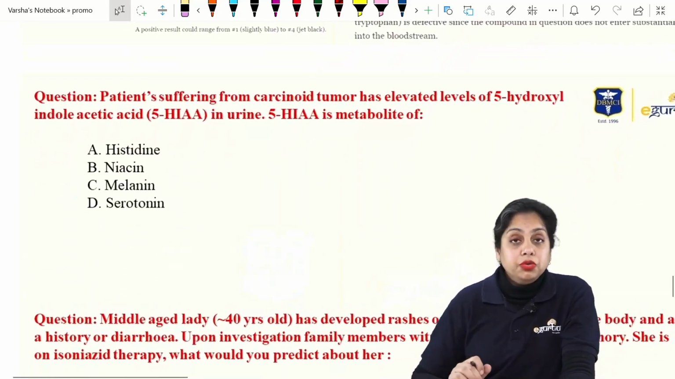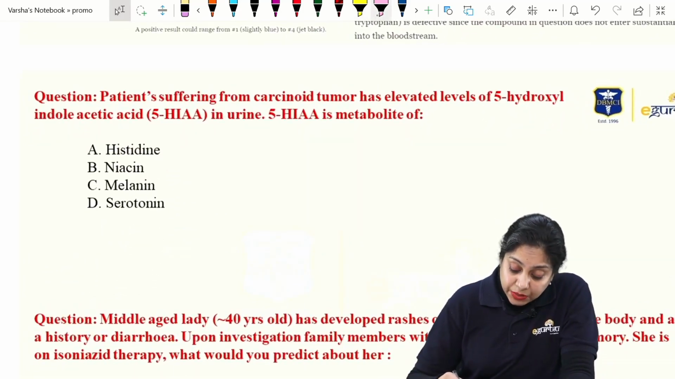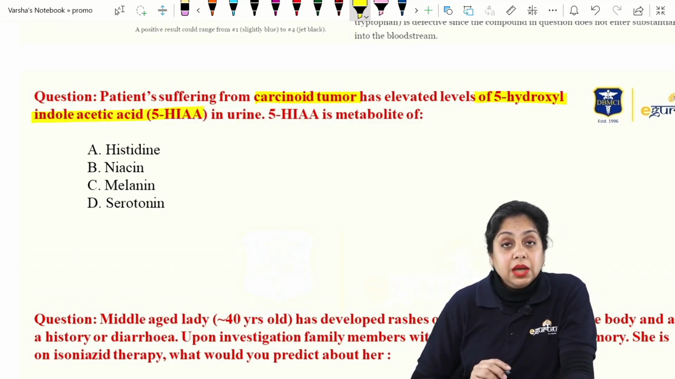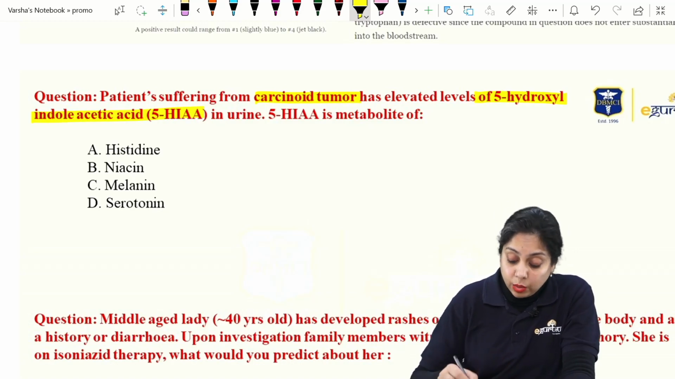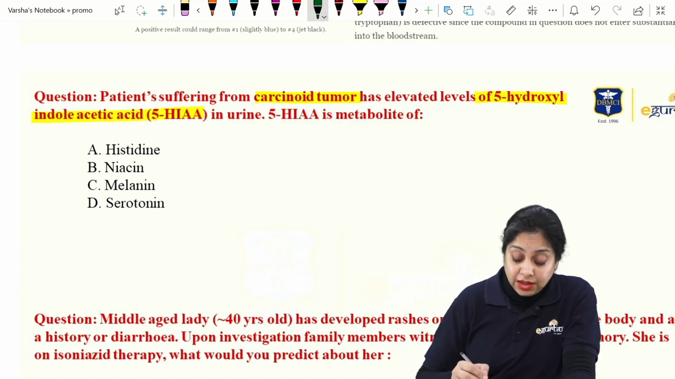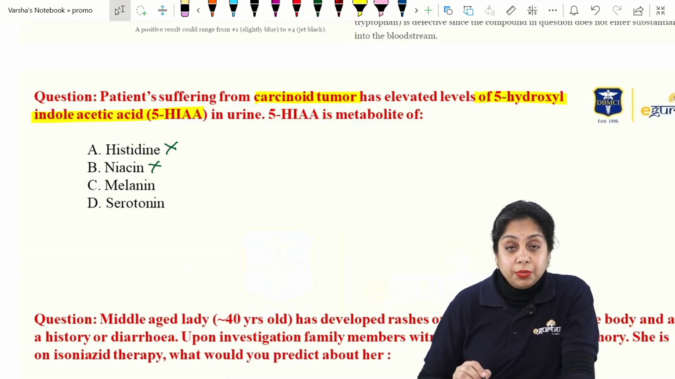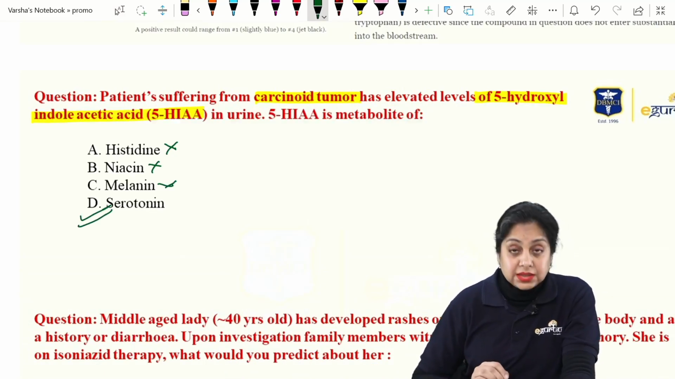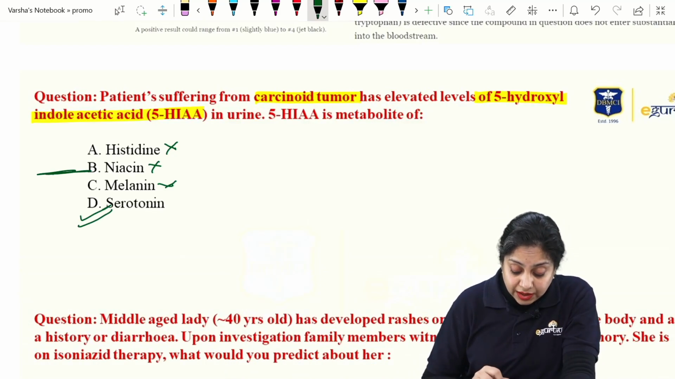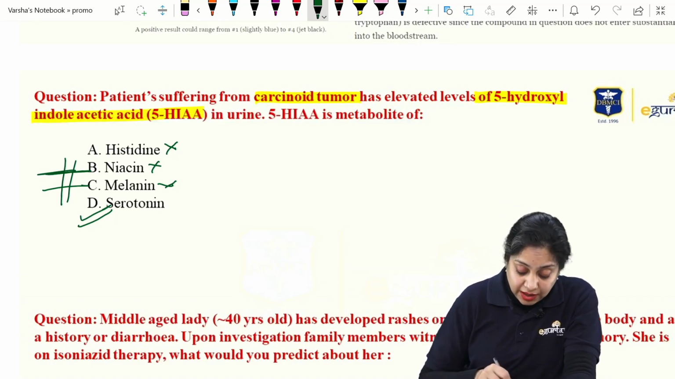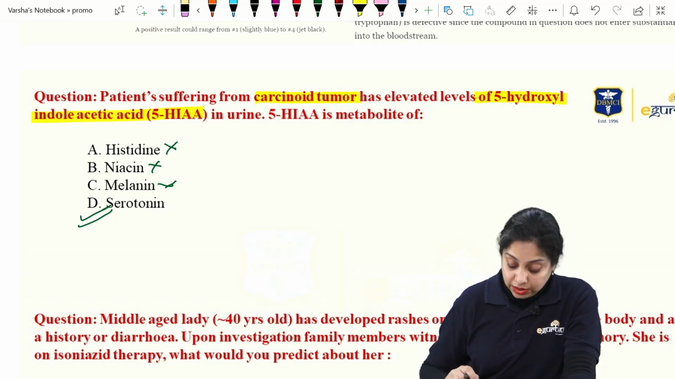Let's quickly take a few of the questions. The first question: the patient is suffering from carcinoid tumor and has elevated 5-hydroxyindole acetic acid in the urine. 5-hydroxyindole acetic acid is a metabolite of what? Is it a metabolite of histidine? No. Is it a metabolite of niacin? No. Is it a metabolite of melanin? No. It is a metabolite of serotonin. In haste, don't pick niacin or melanin, because they sound similar to the ones we have studied in tryptophan. So HIAA is serotonin.